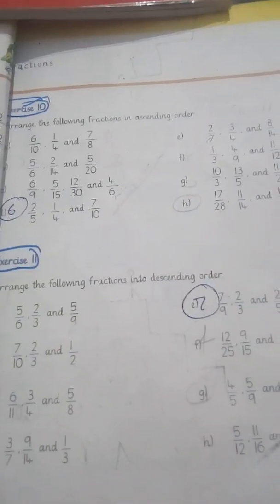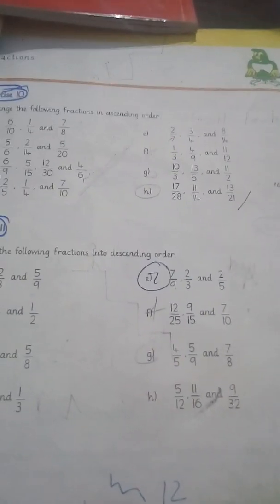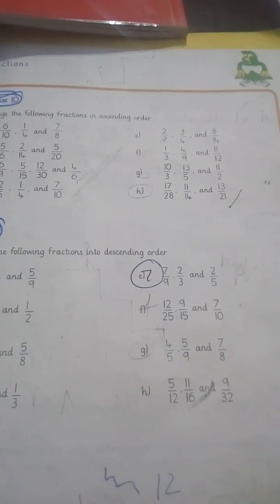Okay beta, all of you will complete this exercise. There are 8 parts of this exercise. You will write it in the notebook, and beta, when you practice, you will feel enjoyment when you can do all these questions easily. So all of you complete your work and share it with us, because all the questions have the same procedure. You just find the LCM, then you change the denominators to the LCM number, and then you compare.